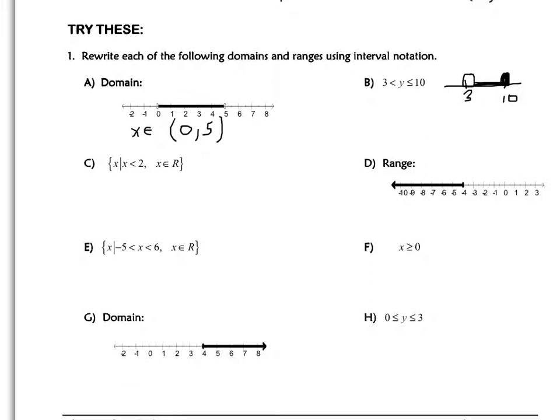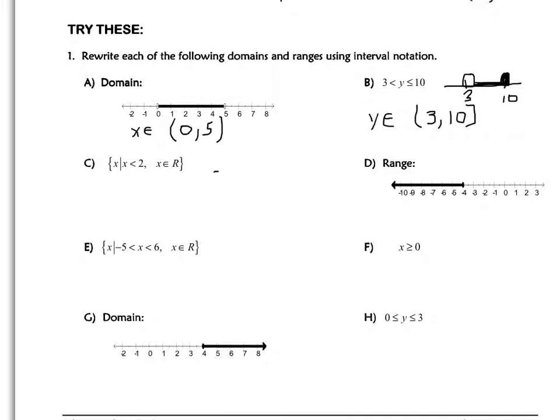So you would say y belongs to, so this is obviously a range if the y coordinate is used. 3 is not included, so it'll be an open or round bracket. 10 is included, and 10 is the right endpoint, so that would be your square bracket. Now you don't have to draw the number line that I'm drawing there, I'm just trying to help you visualize the left endpoint and the right endpoint.